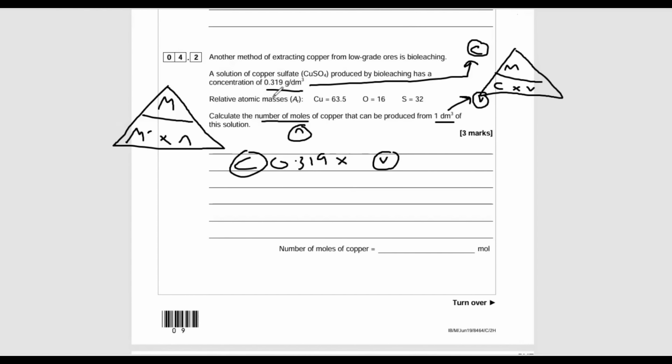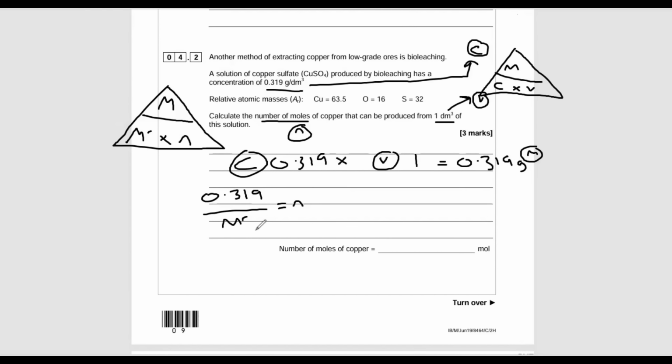What is our V? Where's our V? Did I even write down V? I did. It was just squished over here. It's 1 decimeter. So times 1, 0.319 times 1 equals 0.319. And that is grams. So we now have our mass. Now let's transfer over. If we do the mass over the MR, we get N, which is the moles. We get our answer. So 0.319 divided by the MR equals N.